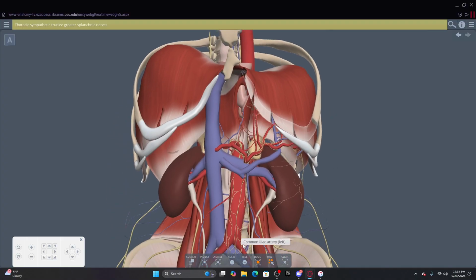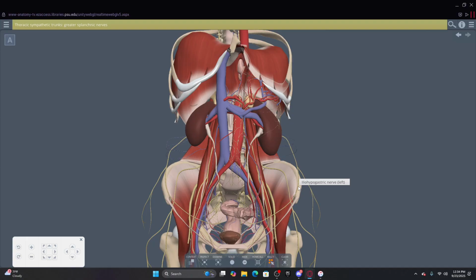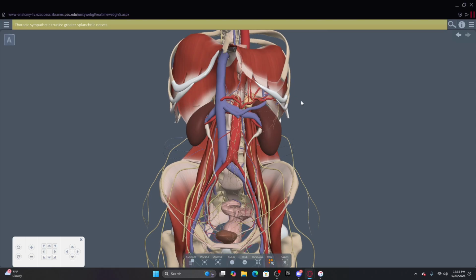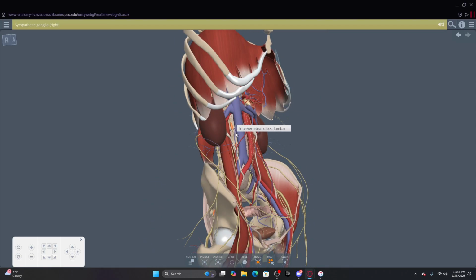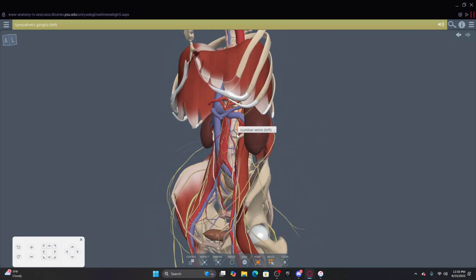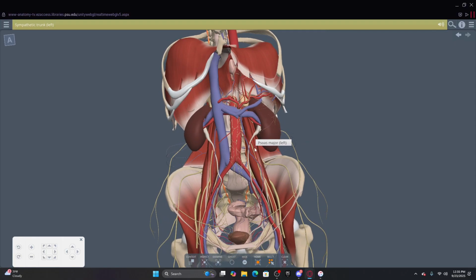You'll see those in the posterior region of the thorax, right on the lateral side of the vertebra. You'll see the sympathetic trunk coming all the way down on the lateral side, and then you'll see the splanchnic nerve, the greater splanchnic nerve most likely, coming from the sympathetic trunk. I just wanted to show you that, and then also I'm going to highlight the sympathetic trunk and the sympathetic ganglia on both sides, a bilateral structure.